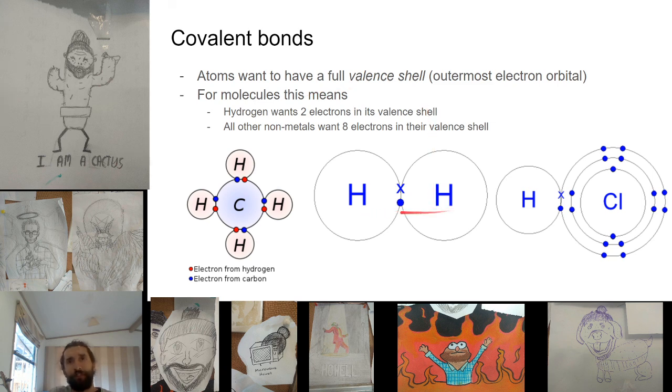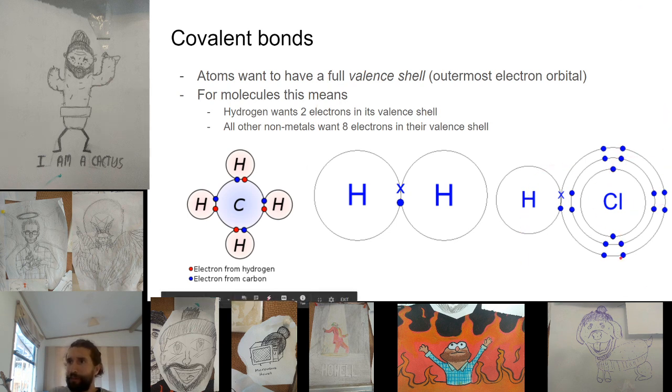Here we have 2 hydrogens bonded together. These are both electrons, one's an X and one's an O, just to show you that they're from different hydrogens. But here we've got a covalent bond where they're sharing these 2 electrons, so they both have 2 electrons in their outer shells.